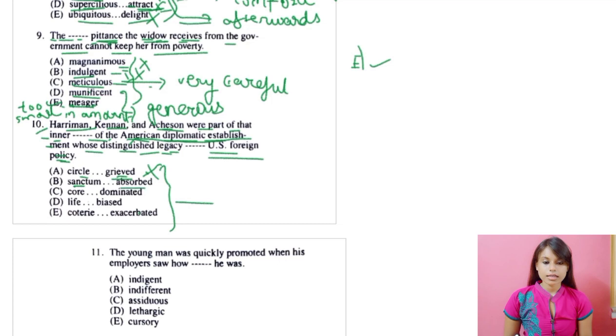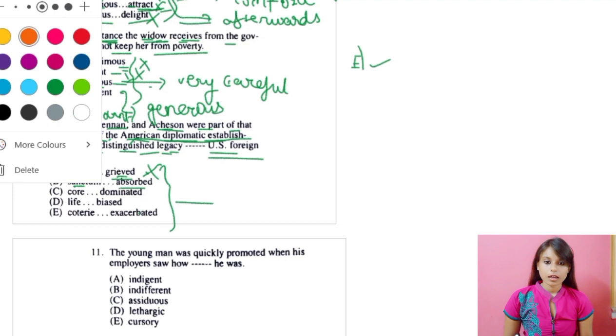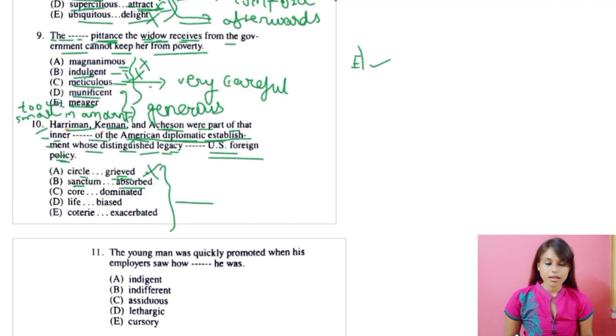What about this second one, sanctum and absorbed? If I put sanctum here, Harriman, Kennan and Acheson were part of the inner sanctum of the, now what is sanctum? Sanctum means a holy place or a shrine. So for diplomatic establishment, they are talking about sanctum. So no, this cannot be. Absorbed, whose distinguished legacy absorbed US foreign policy. No, no, no, not at all. It's wrong.